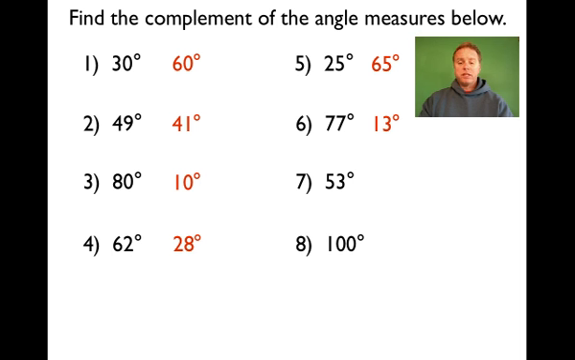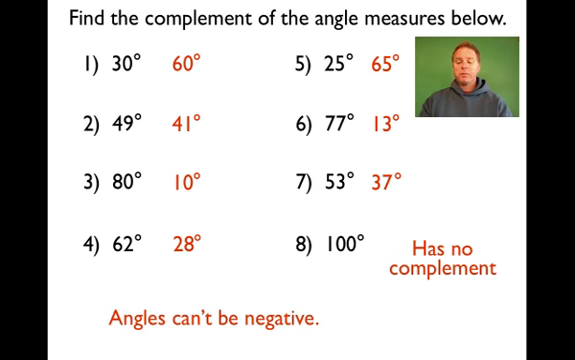Number 6 is 13 degrees. 77 plus 13 equals 90. Number 7, we have 37 degrees. Add those two together and you get 90 degrees. Number 8, kind of a trick problem. It has no complement. You can't have a negative angle, so it's not going to work. So that's kind of a trick question. It has to be less than 90 to have a complement.